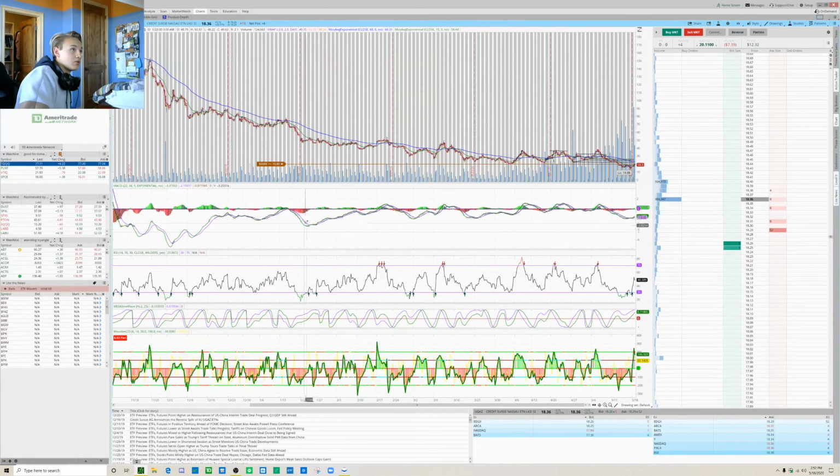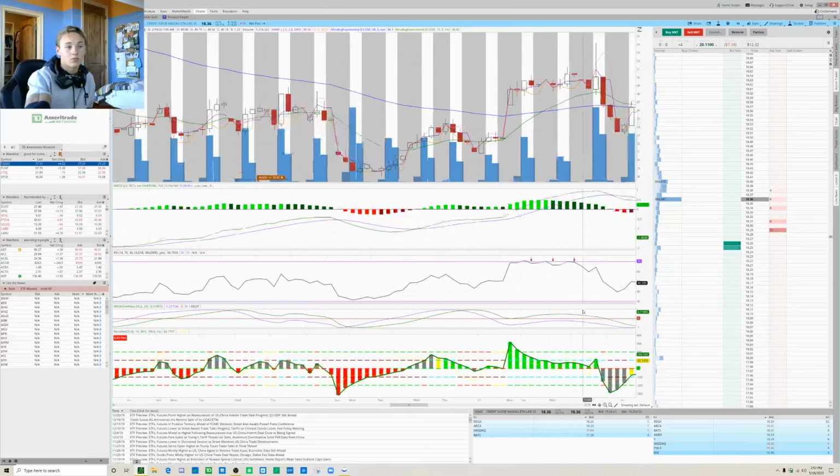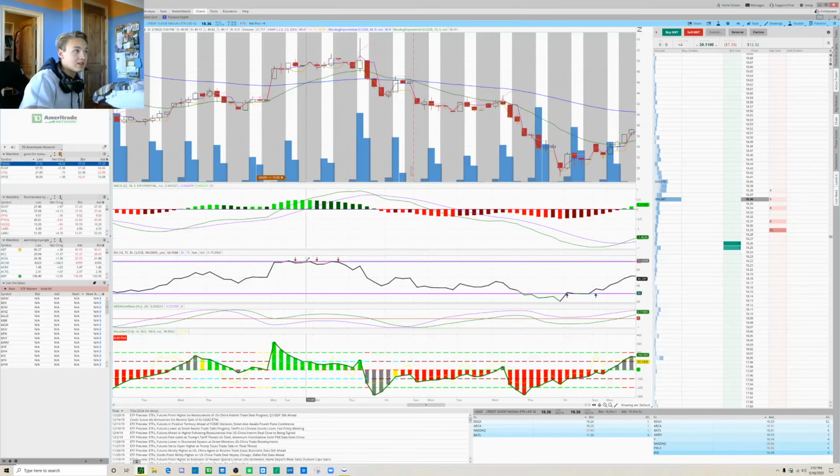So this is a pattern, and it's also a breakout. Every single time you get this, look, it breaks up. Every single time you get it, it breaks up. Every single time you get it down, it doesn't always break down.